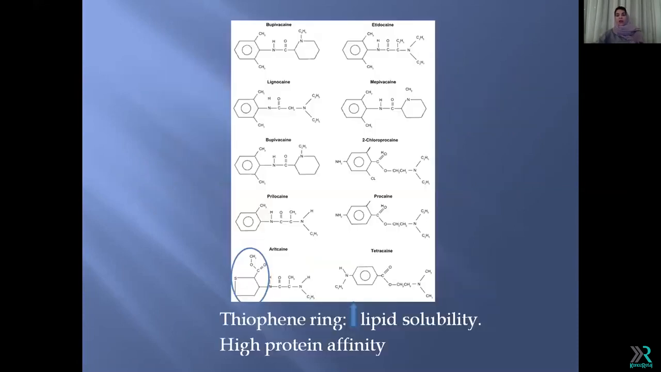But why does articaine produce more efficient anesthesia compared to lidocaine? Articaine is the only amide local anesthetic drug that contains a thiophene ring instead of a benzene ring. This leads to increased lipid solubility in the phospholipid bilayer of the cell membrane, and it also has a high protein binding affinity.